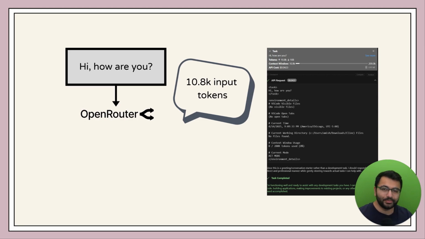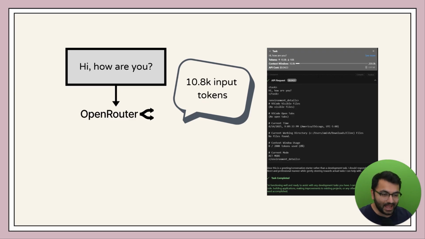What are all of the open tabs, all of the scripts that are open? What's the current time? What's the current working directory? What's the current context window usage? And is it on act mode or plan mode? Not only this, it also sends other things like the system prompt, maybe all of the different tools that it has access to. So a huge amount of data actually gets sent in this API. It's not just a simple "Hi, how are you?"